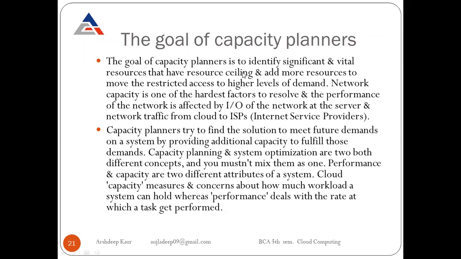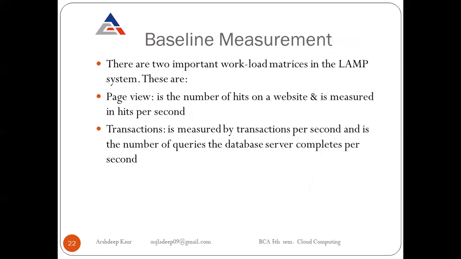Whereas performance deals with the rate at which tasks get performed. Let us suppose my system is capable of holding or storing 1 TB of data. That is called capacity. Now performance means at which rate the task gets performed. Does it perform in a slow manner, in an average manner, or at a fast speed? So capacity and performance are both different.